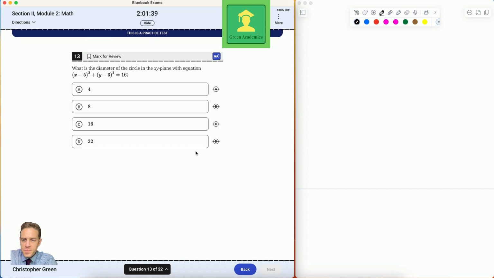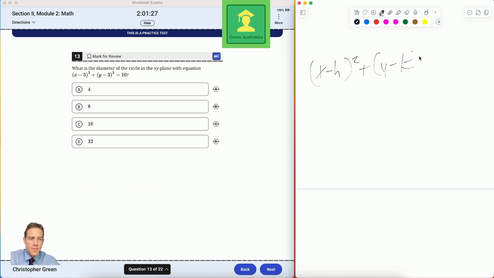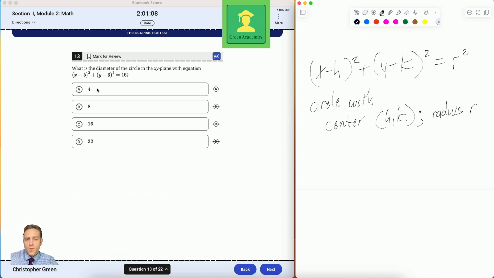What is the diameter of the circle with that equation? So remember, for any circle, it's equals r squared on the right-hand side. So in general, x minus h squared plus y minus k squared equals r squared describes a circle with center h comma k and radius r. So r is 4, which makes the diameter 8.